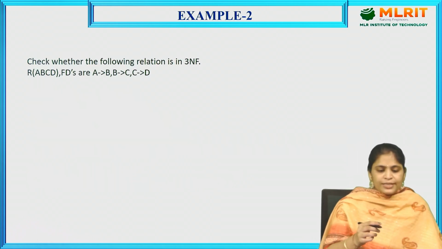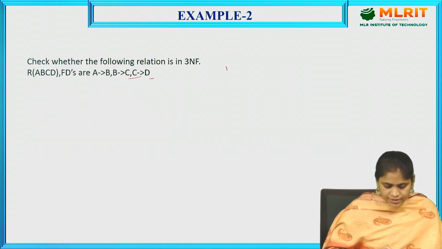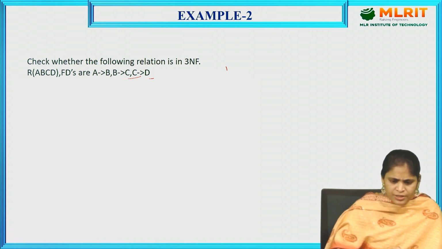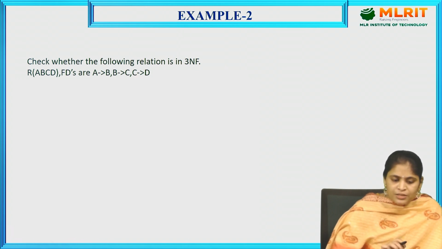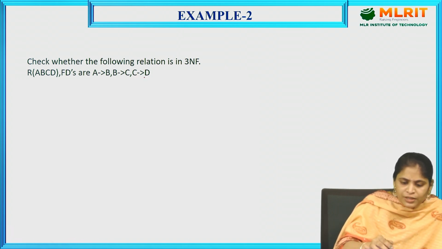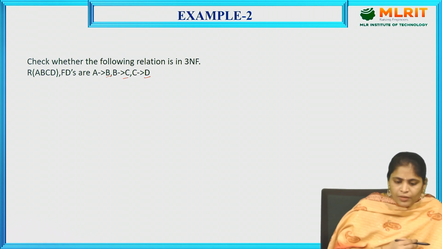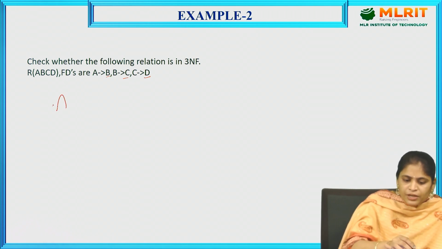So, let us do the second example. Here, let us discuss the short procedure. That is nothing but whatever the missing values are there in the right hand side, those missing values will be taken. See here, whatever the missing values here, D, C, B. Okay. What are the missing values here? Only A. So, we need to find the closure of A.